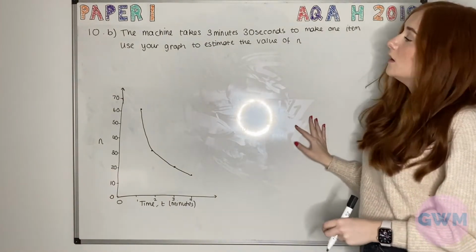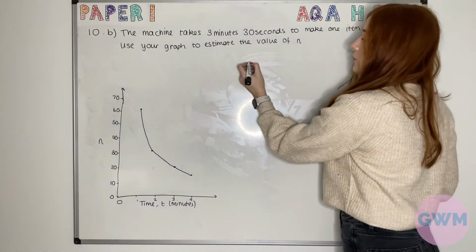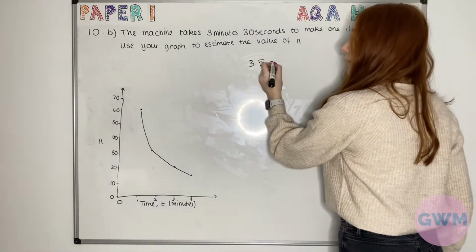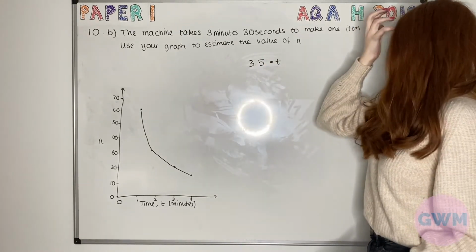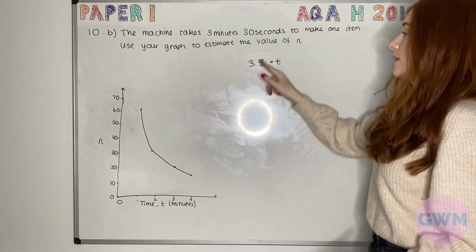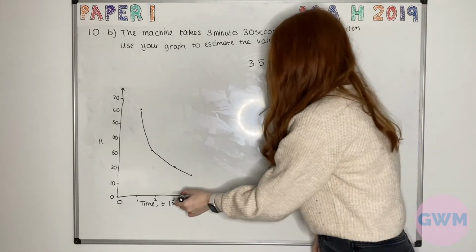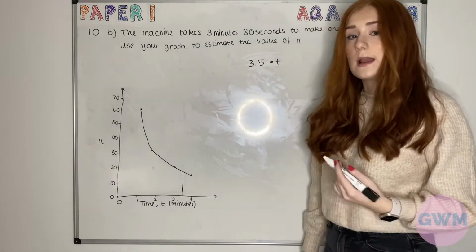So it takes 3 minutes and 30 seconds, which we can write as 3.5 minutes, because that is our time, and this graph is shown in minutes. So that's what it is in minutes. Now, we need to use that to work out the value of n. So we look for 3 minutes 30 on our graph. We're going to draw a straight line up until we hit the line that we've drawn.